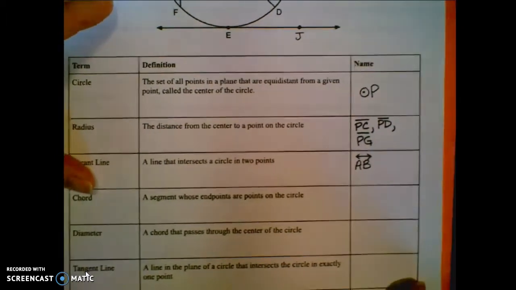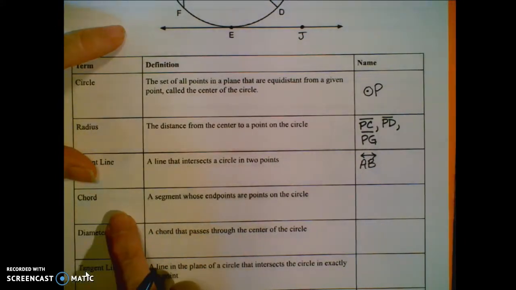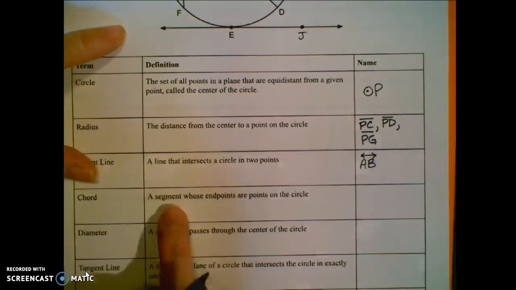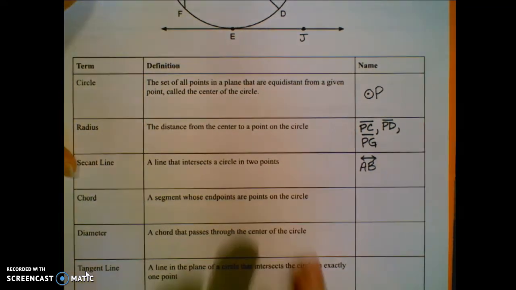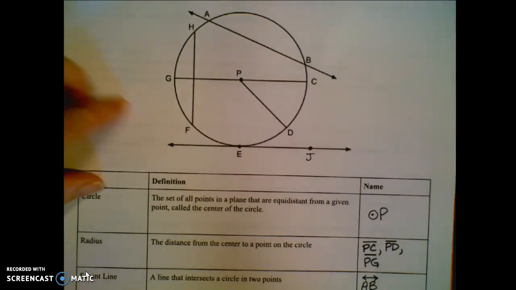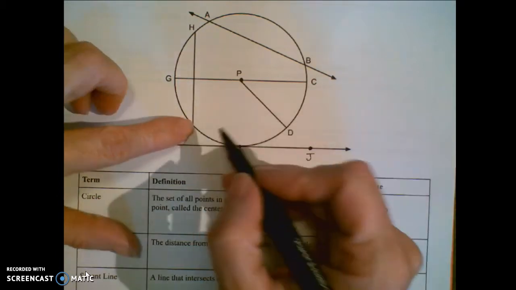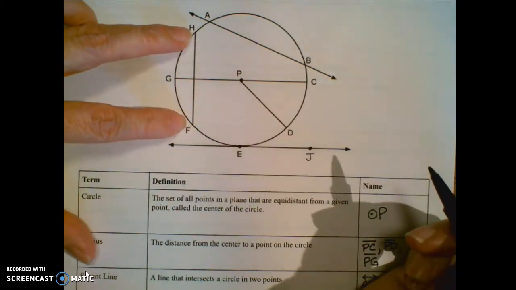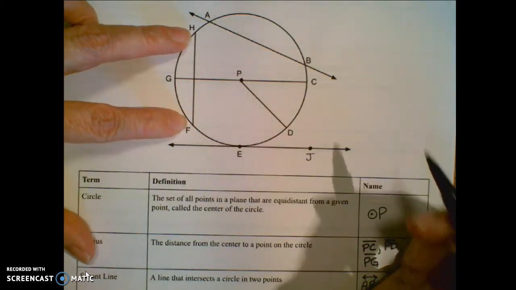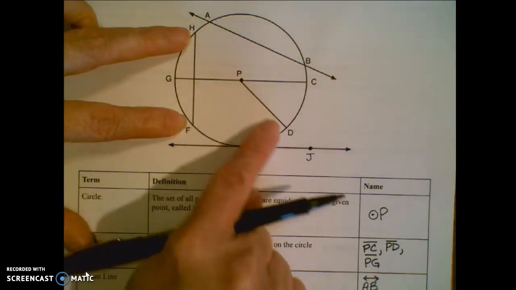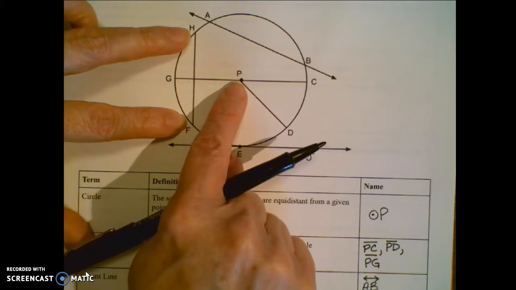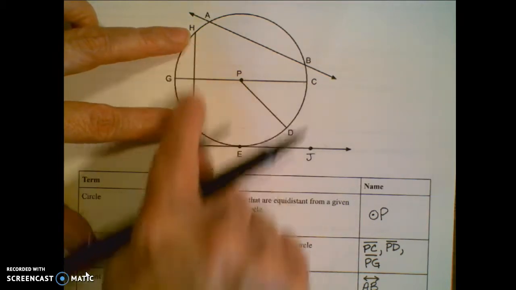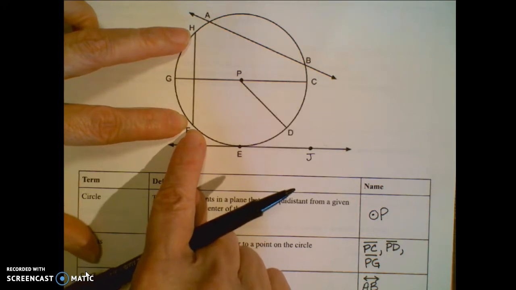Our next definition is that of a chord. A chord is a segment, so here it's not a line, a segment whose endpoints are points on the circle. So we're looking for points on the circle. Here we see a chord between points H and F. Keep in mind that this segment, PD, is not a chord because point P is not on the circle. It has to be 2 points on the circle itself. So we have one here, segment HF.